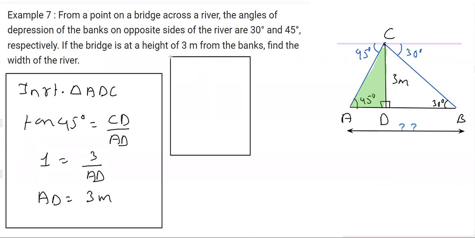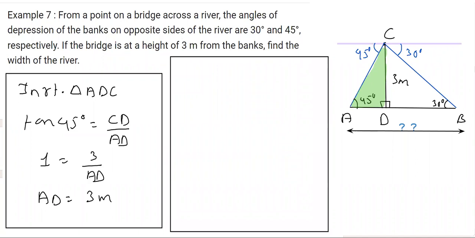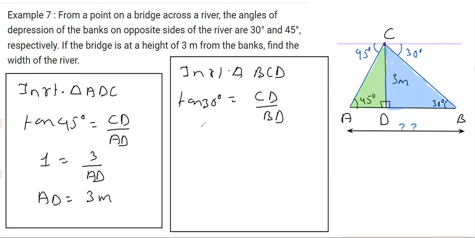Now let's take the other triangle here. The other right angle triangle is right triangle BCD. We are talking about the triangle BCD here, that is this one. In this triangle, we will apply the trigonometric ratio tan again. So tan 30 is equal to perpendicular, which is CD again, and the base is BD. Tan 30 is 1 over root 3, that is CD upon BD.